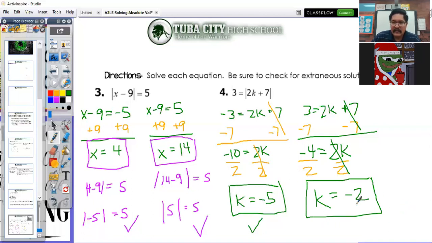There we go. And again, let's check it really quick. 2 times negative 2 is, well, negative 4. 7 minus 4 is positive 3. Absolute value of 3 is 3. So that works out. That is a working solution.